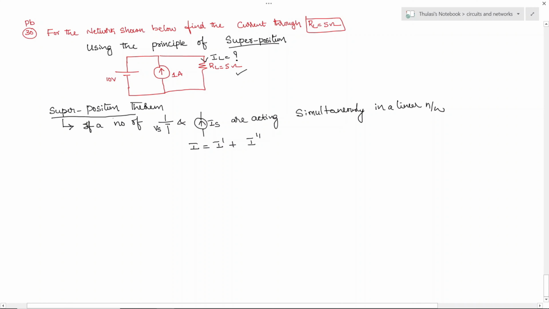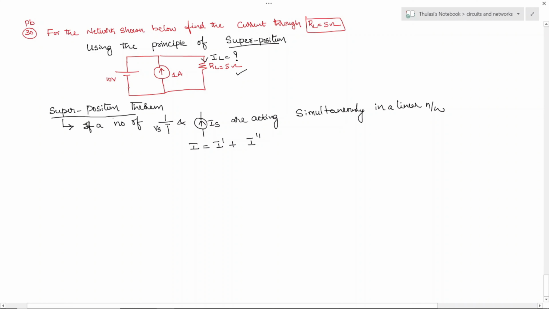The statement of the superposition theorem is, if a number of voltage sources or current sources are acting at a time, or simultaneously, in a linear network, the total current is I dash plus I double dash. I dash is obtained by activating the 10-volt source and deactivating the 1 ampere source. We have to make the 1 ampere source open circuited, and we want to find the current in the branch RL ohms.